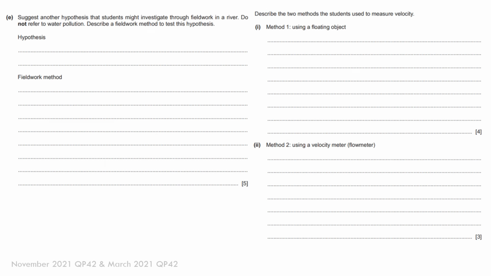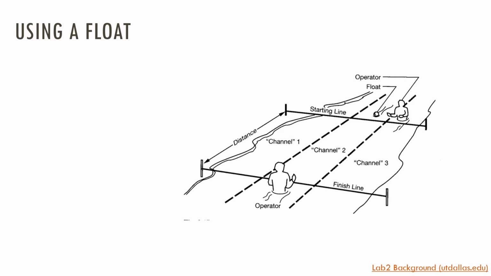So these are the type of questions that you might be asked. Describe a fieldwork method to test this hypothesis, or describe two methods the students use to measure velocity. That's 7 marks you've got there on the right hand side for knowing about the various methods. So how would you approach it?